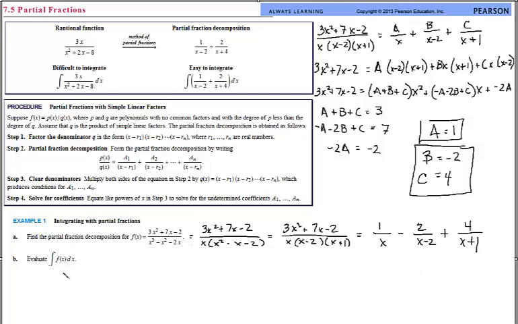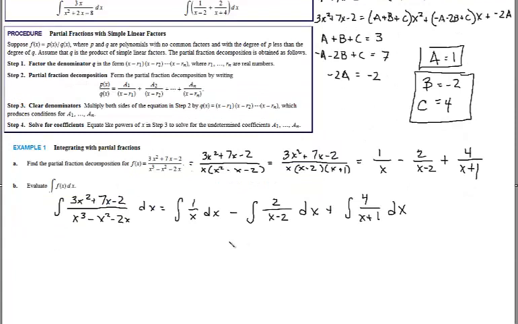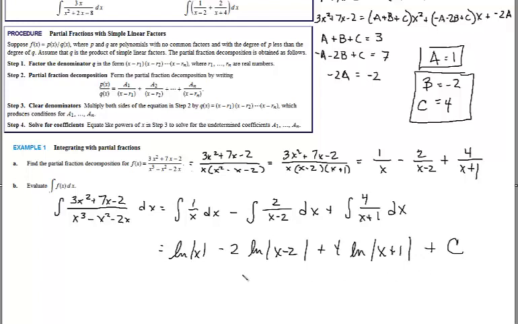They want me to integrate that, so I'm going to write down that integral and how I'll break it apart. Here's the integral broken apart with partial fraction decomposition. Notice that this is just the natural log of the absolute value of x, pretty sweet, minus 2 natural log of the absolute value of x minus 2, plus 4 natural log of the absolute value of x plus 1, plus some constant C.